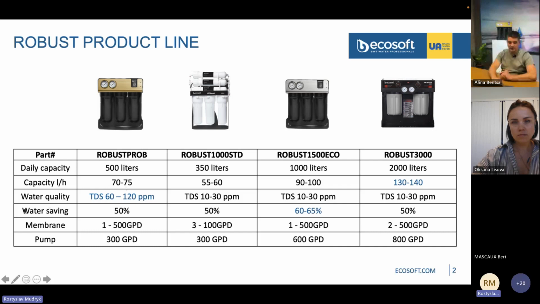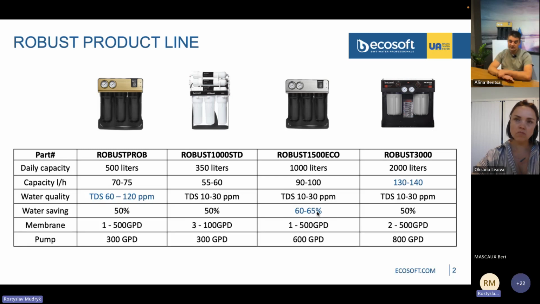Then we show here the water saving. So all Robust direct flow units save water. The relation between permeate and feed water is 50% for the Robust Pro and Robust 1500 and Robust 3000. So it means that for every liter of treated water, we have 1 liter of water to drain. And we have a 60 to 65% recovery rate for the Robust 1500.